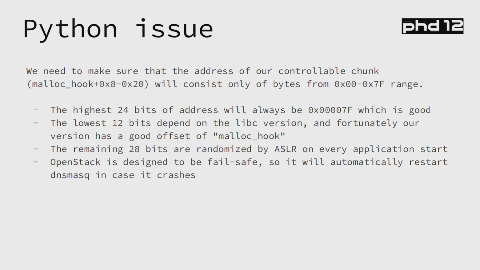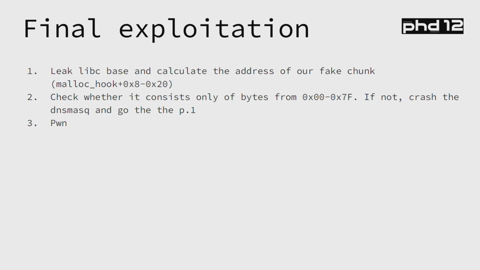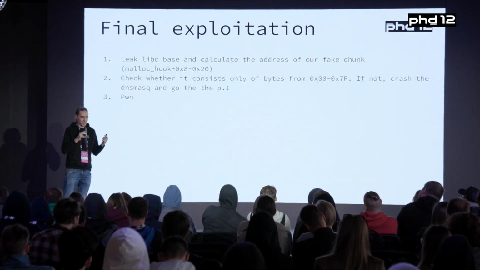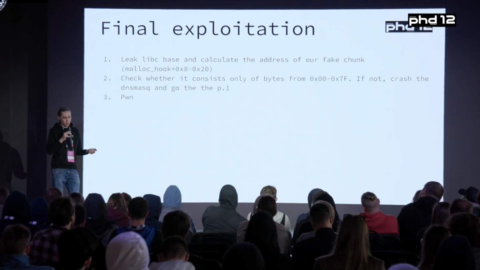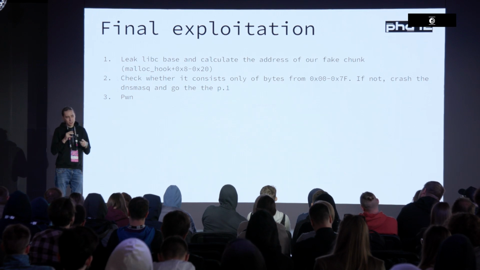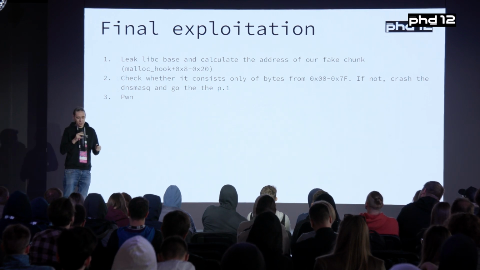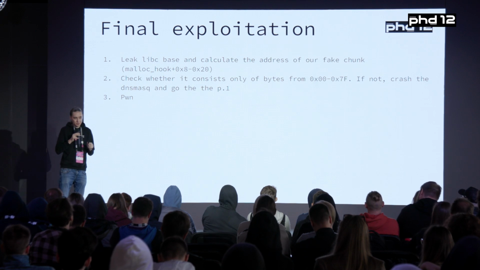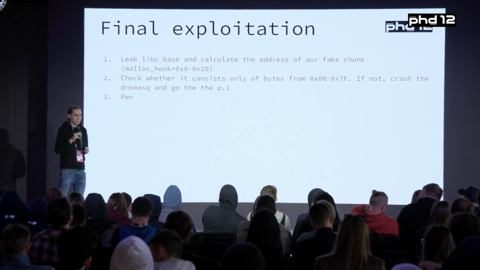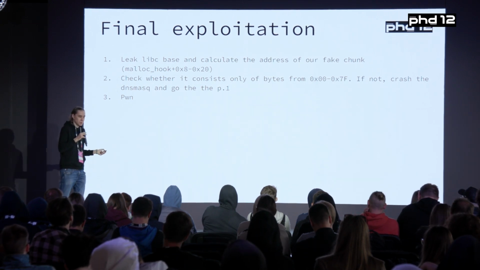OpenStack is a production, reputedly fail-safe solution. So if we take down dnsmasq, it should obviously restart it, shouldn't it? So we can leak the libc address, calculate the address of malloc hook with the offset that we have. If we don't like it, we crash the server.